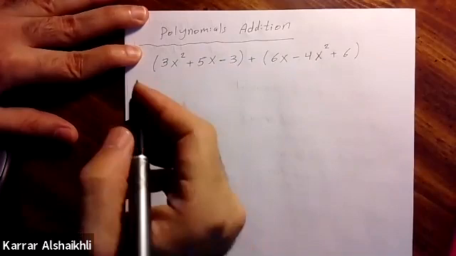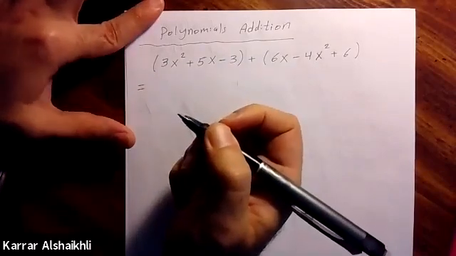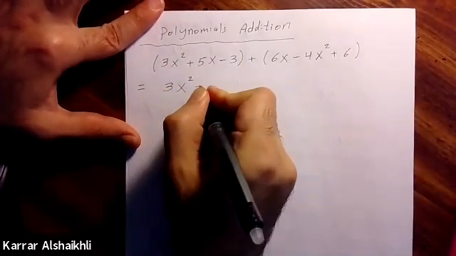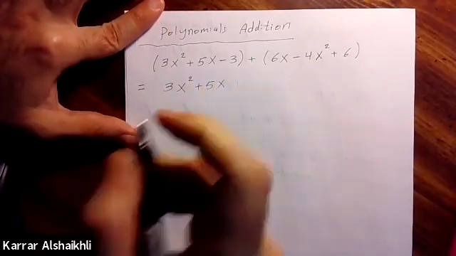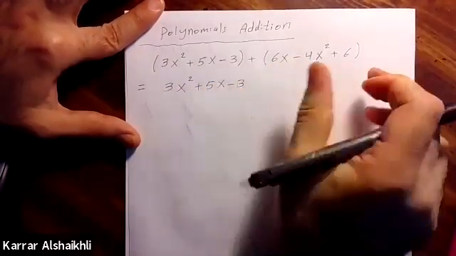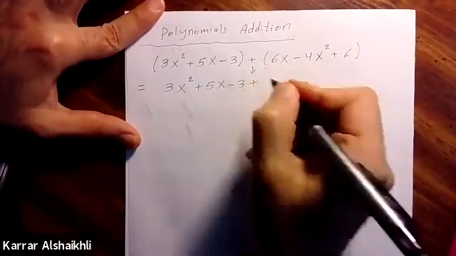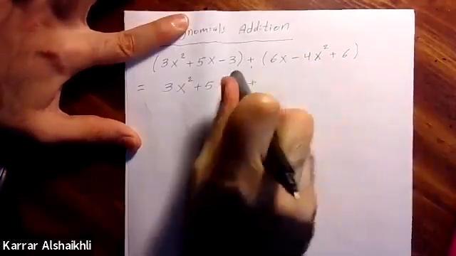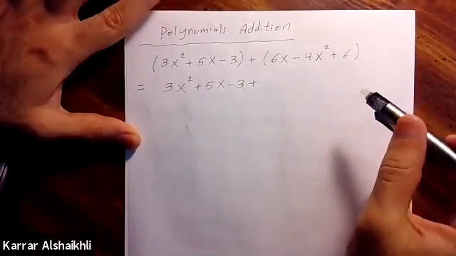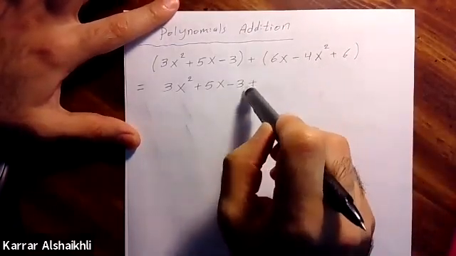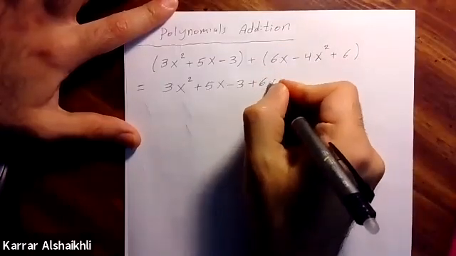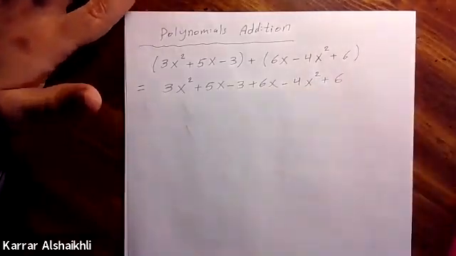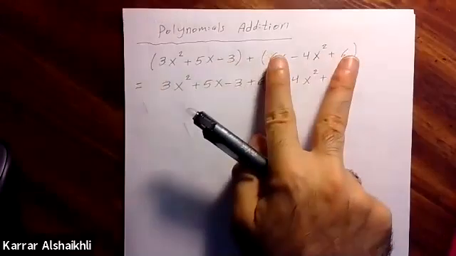You're going to write down the first one. So this one is going to be equal to the first polynomial, 3x squared plus 5x minus 3. And I'm going to say plus. This is the plus sign. I'm going to write down the second polynomial exactly the same. The sign for the 6x is positive. So here's the positive 6x minus 4x squared plus 6. So write down the first polynomial and write down the second polynomial.